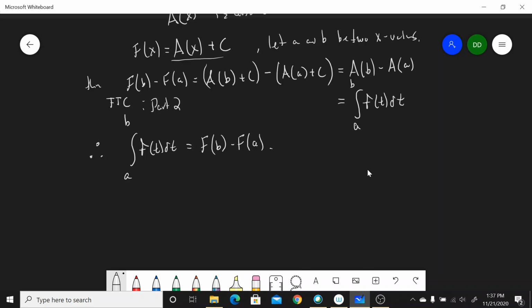All right, so this is pretty neat. Let's actually now practice this. Let's compute some definite integrals using this method, and you'll see exactly how neat it is.